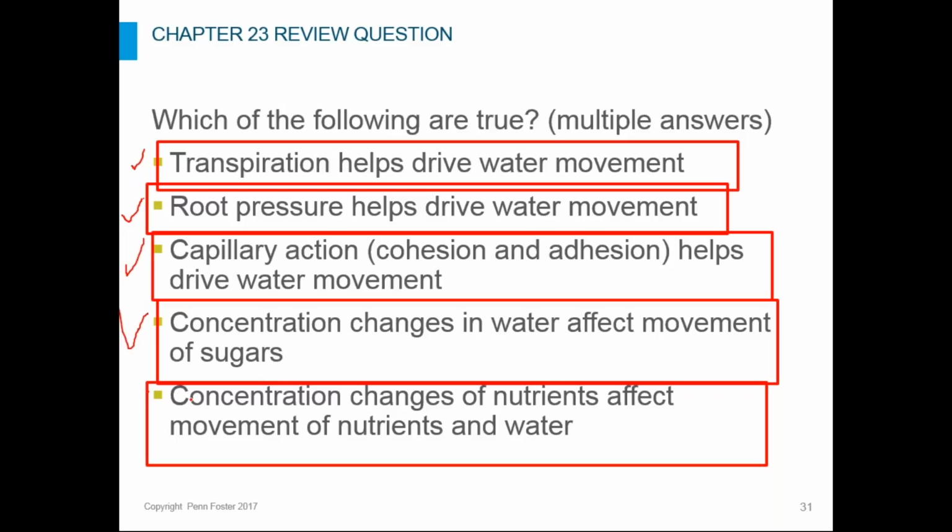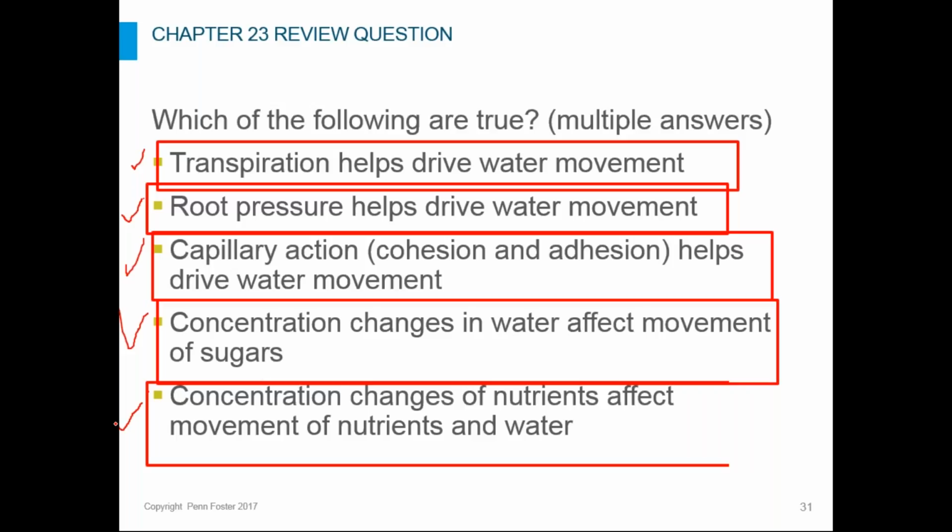And this last one, concentration changes of nutrients affect the movement of both nutrients and water. That's also true. So we talked about how when there's more nutrients inside of the cells, it makes the water move by osmosis because the water wants to balance out that concentration. So that's a really tough concept.